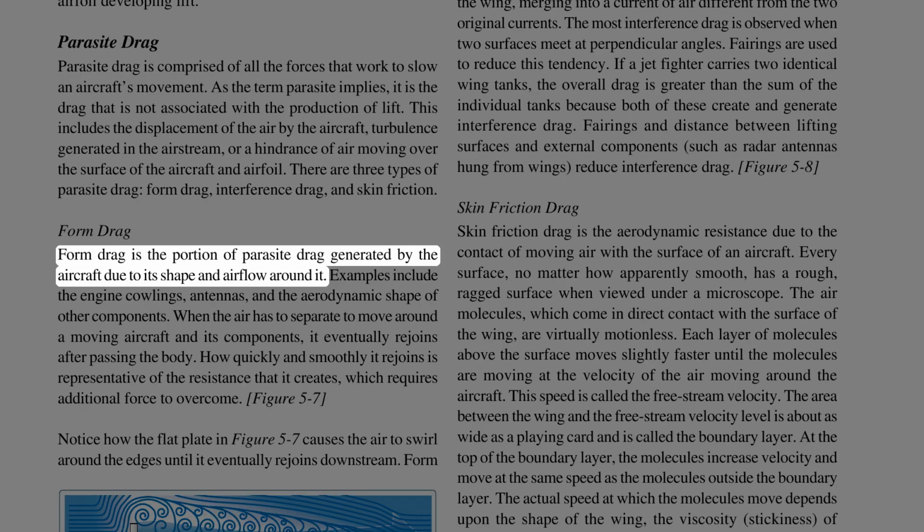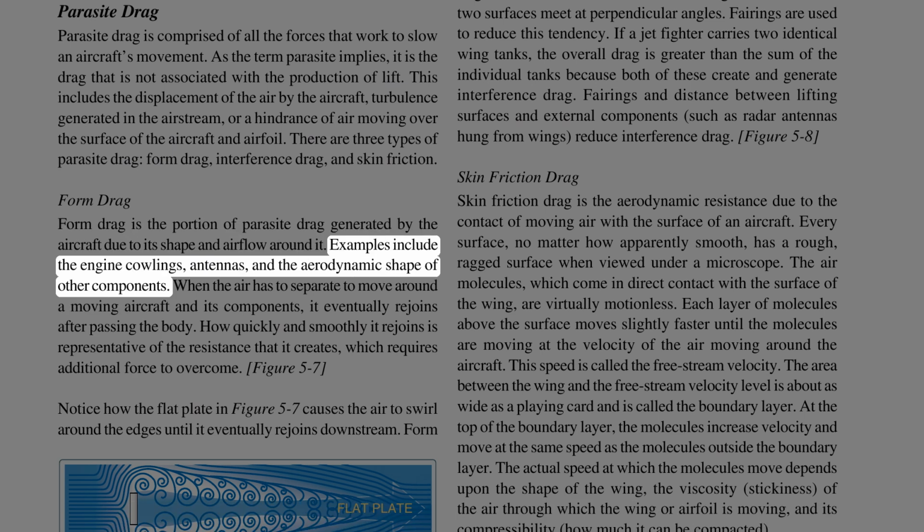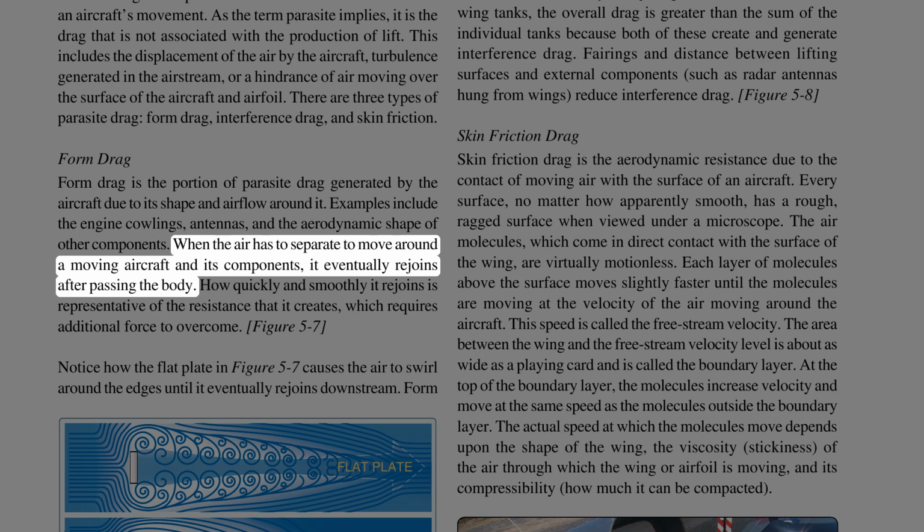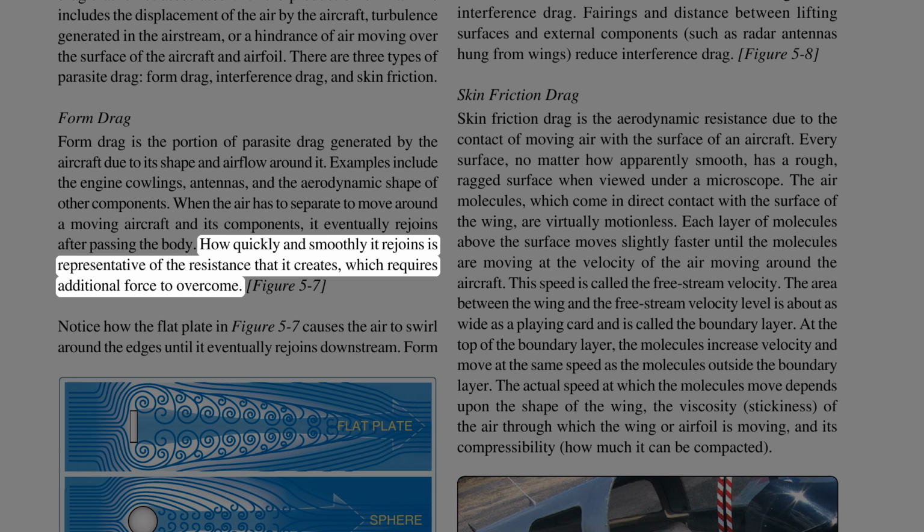Form drag. Form drag is the portion of parasite drag generated by the aircraft due to its shape and airflow around it. Examples include the engine cowlings, antennas, and the aerodynamic shape of other components. When the air has to separate to move around a moving aircraft and its components, it eventually rejoins after passing the body. How quickly and smoothly it rejoins is representative of the resistance that it creates, which requires additional force to overcome.